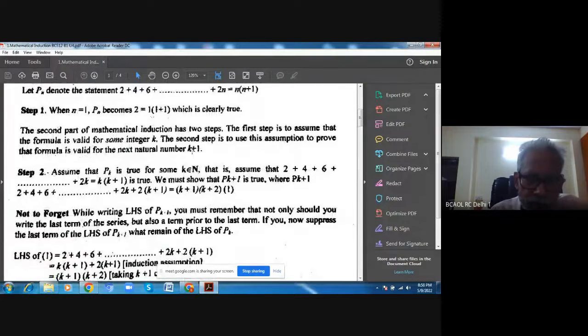In case of k plus 1, you can put k plus 1. So 2 plus 4 plus 6, up to 2k is there. Then you add on 2k plus 1. Now it changes, it is add on something. So k plus 1 you have to add on it.